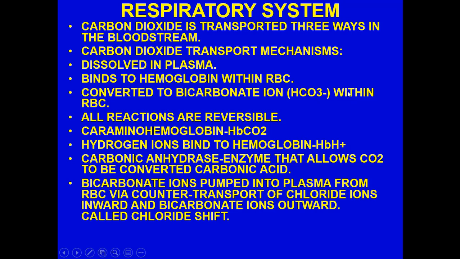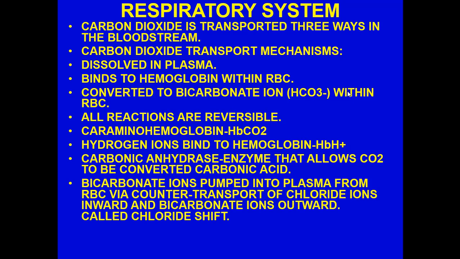Carbon dioxide is transported in 3 ways in the bloodstream. Carbon dioxide transport mechanisms: you have it dissolved in the plasma, you have it bound to hemoglobin within the red blood cell. So there's lots of hemoglobin inside that RBC. It's going to be bound to the various amino acid structures that make up hemoglobin. And then it's converted to bicarbonate ion, which is HCO3-, within the red blood cell. Now, all of these reactions are reversible.